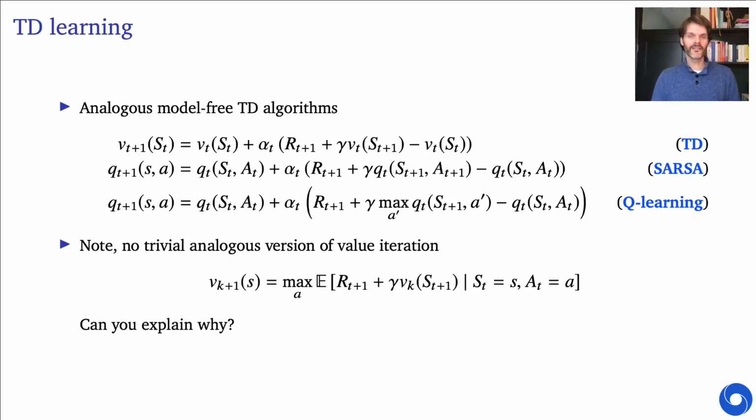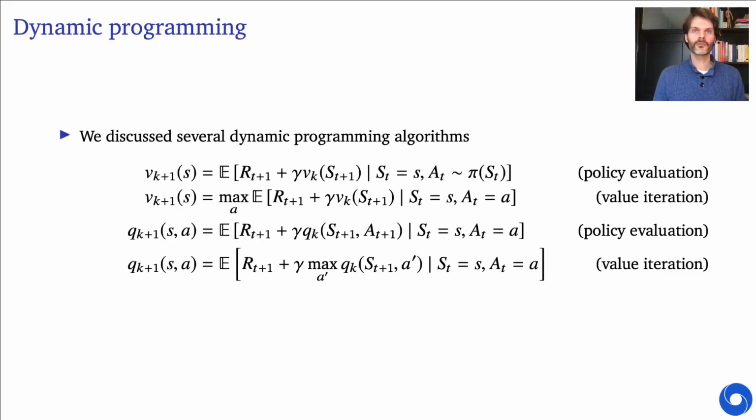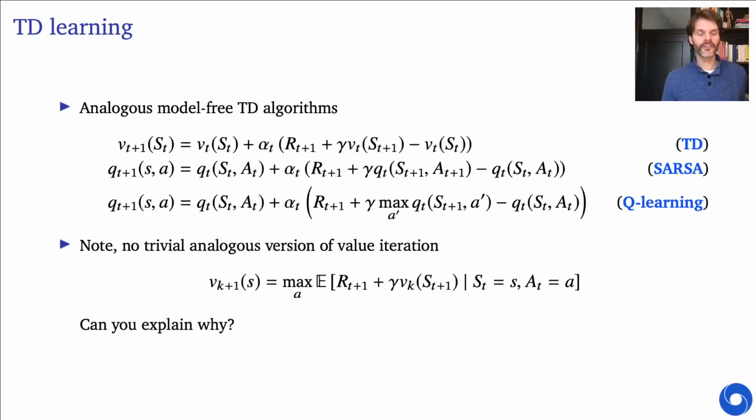I will now immediately give the answer to that, which is that it's in some sense a convenience thing. Out of these dynamic programming equations, 3 of them have the expectation on the outside, so it's very convenient to sample that. But the value iteration for state value functions has the maximization outside the expectation, and that means that it's non-trivial to sample this. It's not immediately obvious what the model-free algorithm should look like if you wanted to do this.